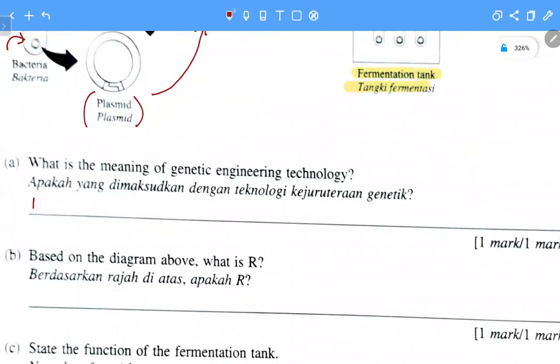Okay, I would say inserting a gene from an organism into another organism. So that is known as genetic engineering.